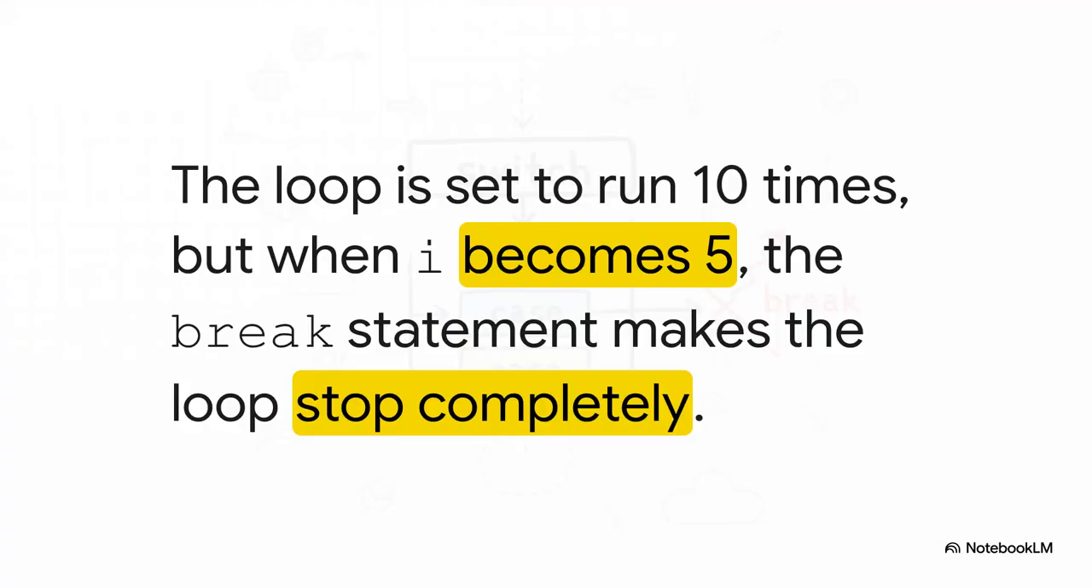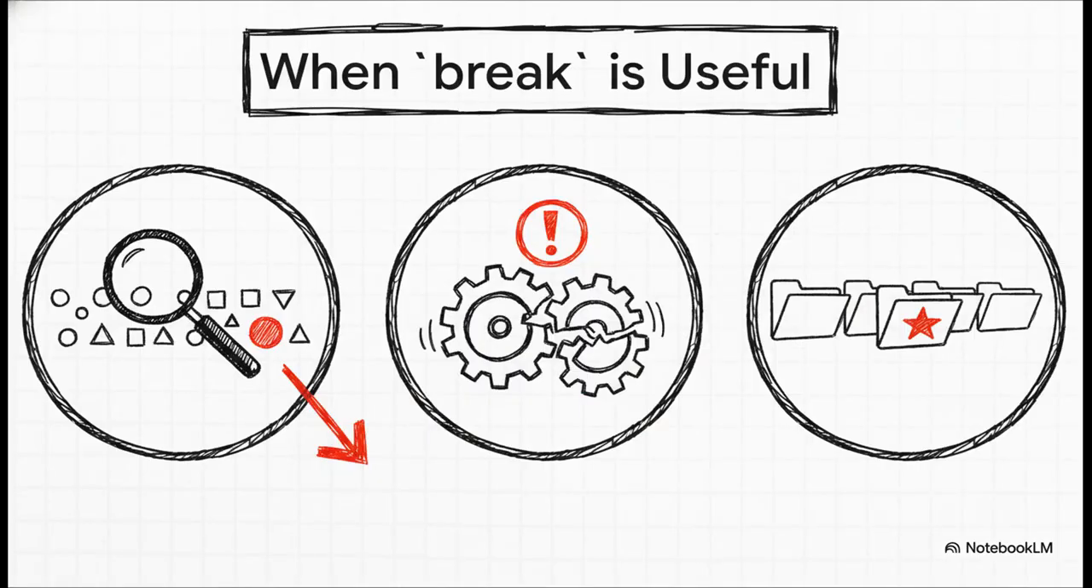Let's look at it in action. This loop is supposed to count from 0 all the way to 9, but we've added a condition. If i equals 5, break. And as you can see from the output, the loop prints 0, 1, 2, 3, and 4. The moment i becomes 5, that break is triggered, and the loop just stops cold. It never even gets a chance to print 5. So why is this so important? Well, you use break all the time in real code.